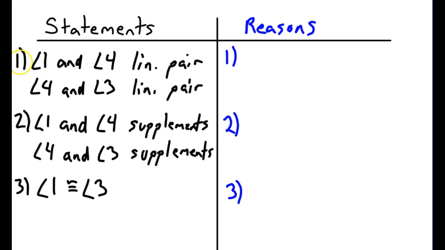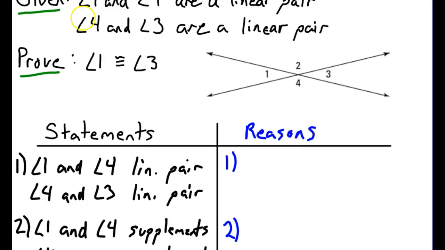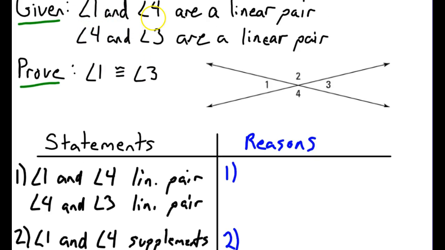So step 1, this is our information from above, our given. We know angle 1 and angle 4 are a linear pair. I just condensed that right here. Angle 4 and angle 3 are a linear pair. I condensed that right here. So the reason for that is very straightforward. That is just our given. That's the information we were provided with at the beginning of the proof.